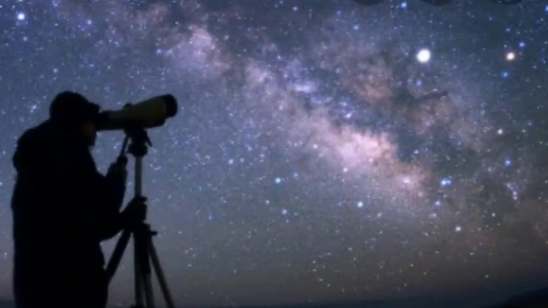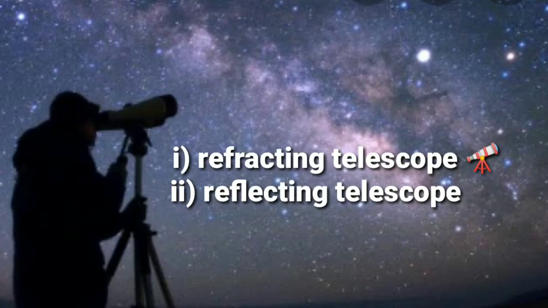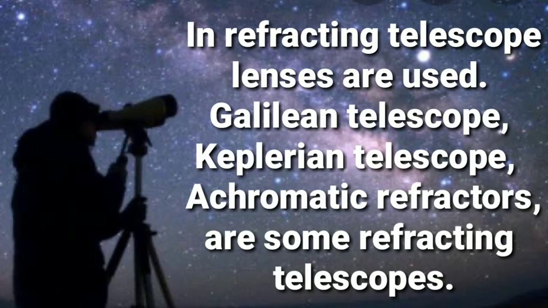Next one, types of telescope. According to the optical property, it is classified into two groups. The first one, refracting telescope, and the second one, reflecting telescope. In refracting telescope, lenses are used. It is very important 1 mark. For example, Galilean telescope, Keplerian telescope, achromatic refractor are some of the refracting telescopes.